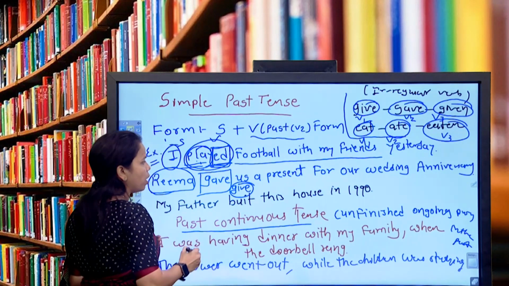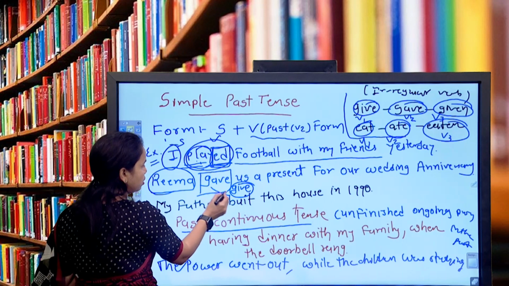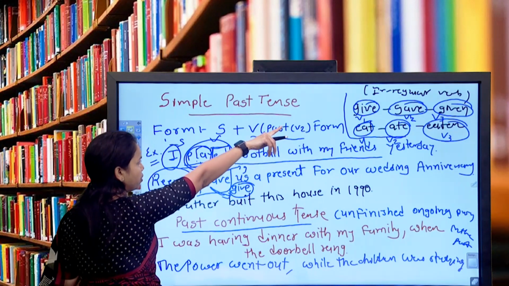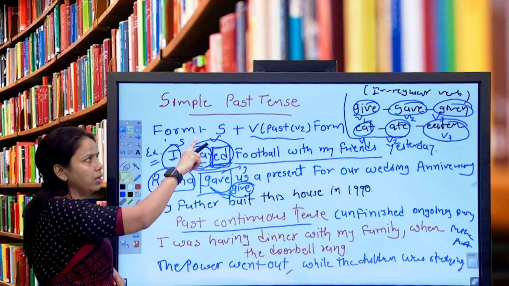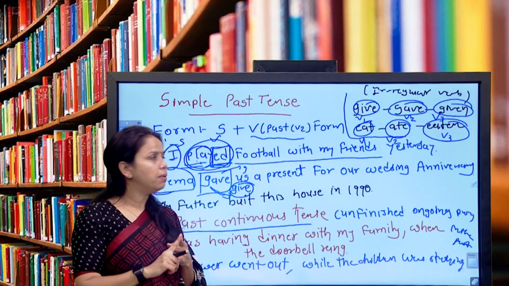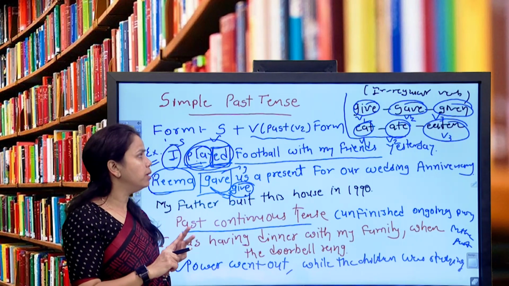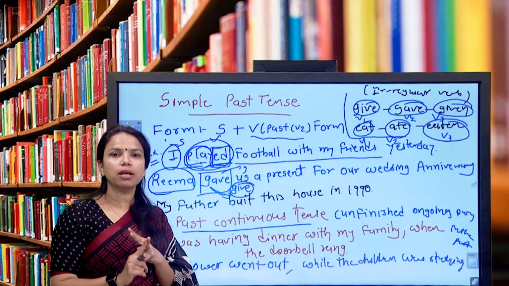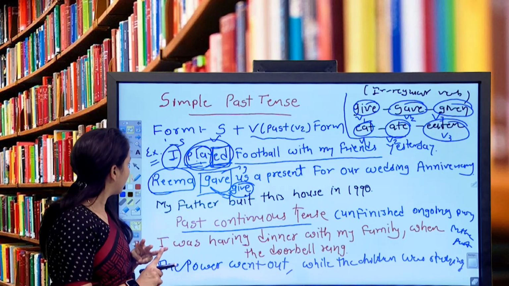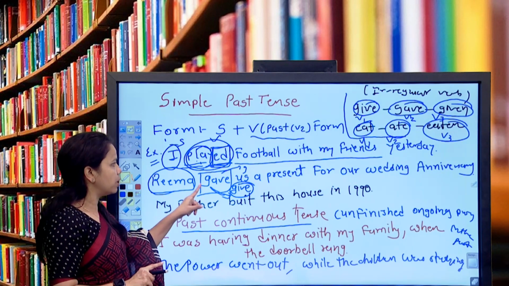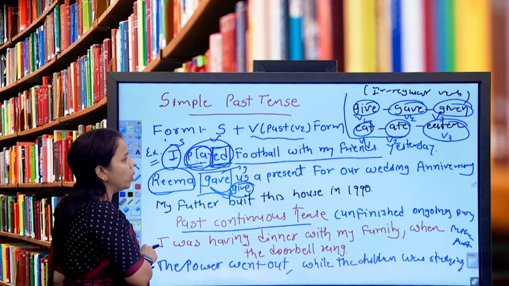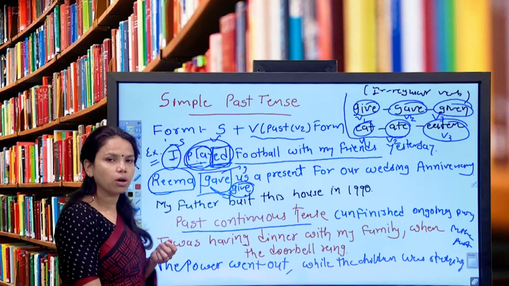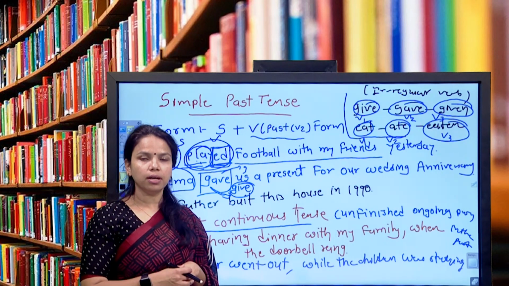So what is the main verb of gave? The main verb is give, gave, given. I have written there: give, gave, given. Give is the main verb, gave is the past tense form, and given is the past participle, or you can say the V3 form of the verb. So, Rima gave us a present for our wedding anniversary, right? Rima gave a present to us on our wedding anniversary, right?